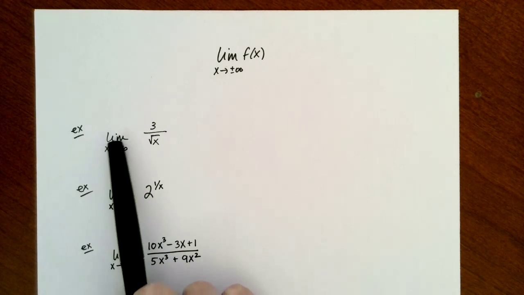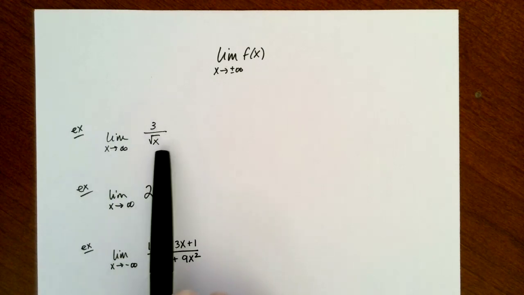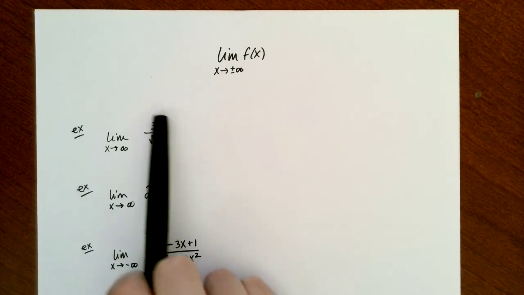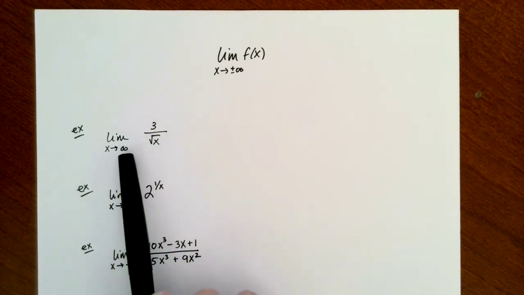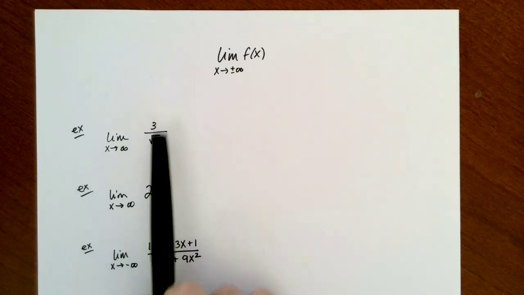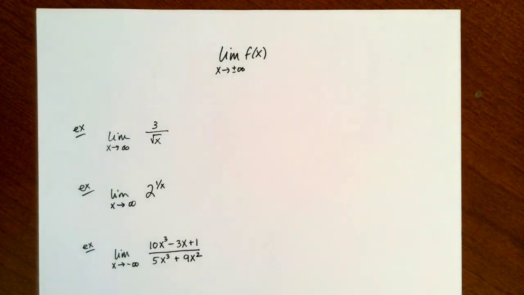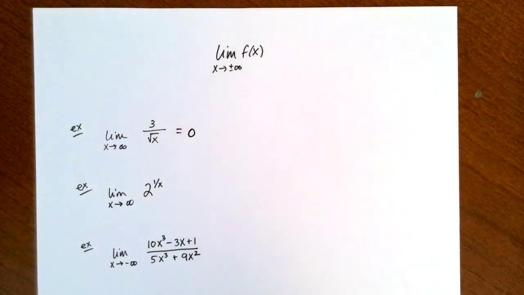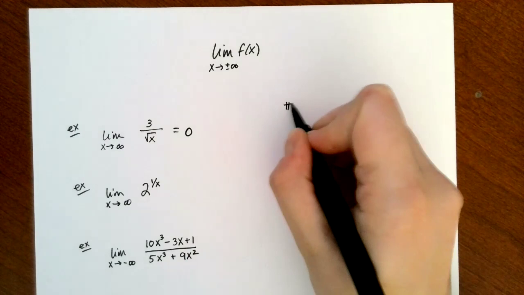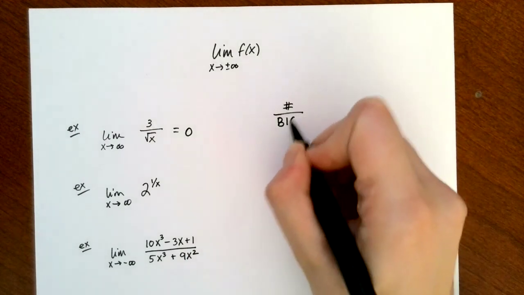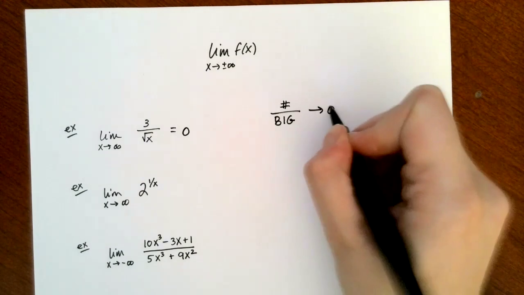So for example, here we have the limit as x approaches infinity of 3 over root x. I may not know exactly what this graph looks like, but I know as I plug in larger and larger values for x, I'll have 3 over the square root of a million, 3 over the square root of a billion. So this is a constant numerator over a denominator that's getting infinitely large, and that case always goes to 0. So this limit is 0.